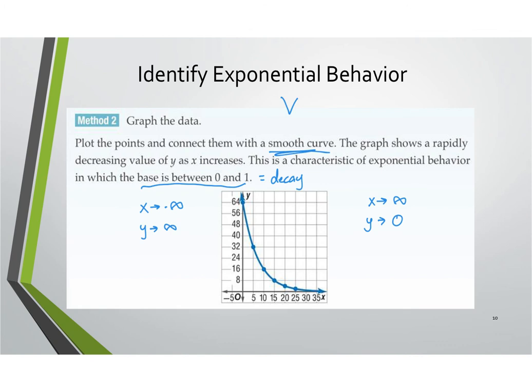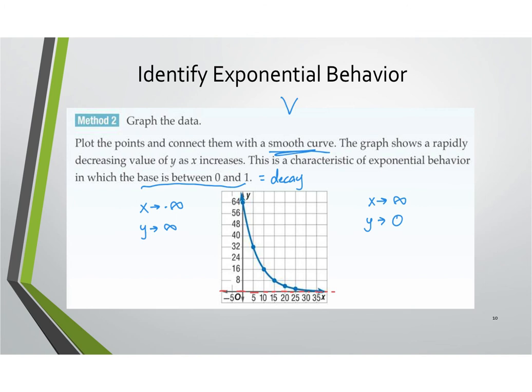On the flip side, if I start plugging in positive x values, as x approaches positive infinity, what happens to y? Well, as you can see, the function approaches the asymptote down here. The asymptote is again the x-axis, and y approaches it but never goes across.